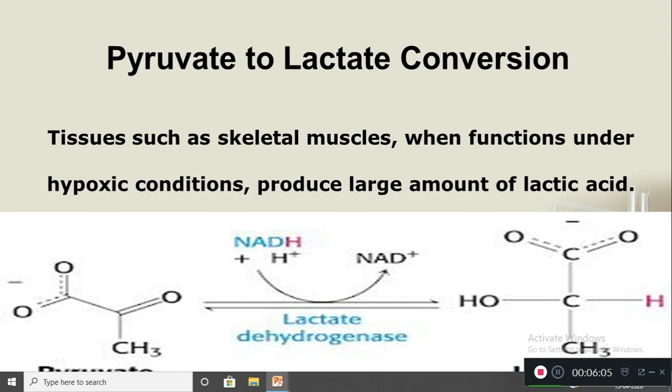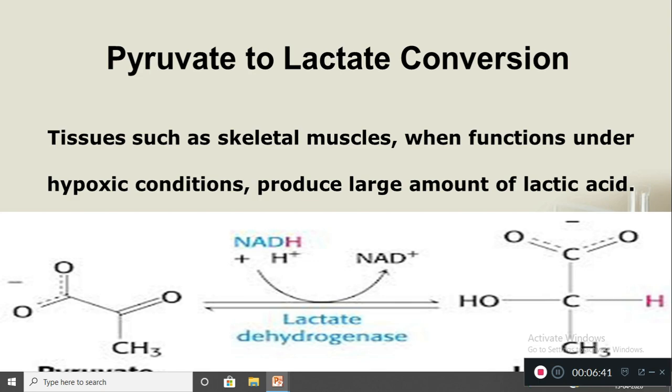Most of this conversion takes place in our skeletal muscles, because skeletal muscles produce a large amount of lactic acid in hypoxic conditions, when you are doing physical activity or excess exercise. The body demands more oxygen because less oxygen is present inside your body due to the activity. During that time, skeletal muscles produce lactic acid. Accumulation of lactic acid in your body produces severe pain.